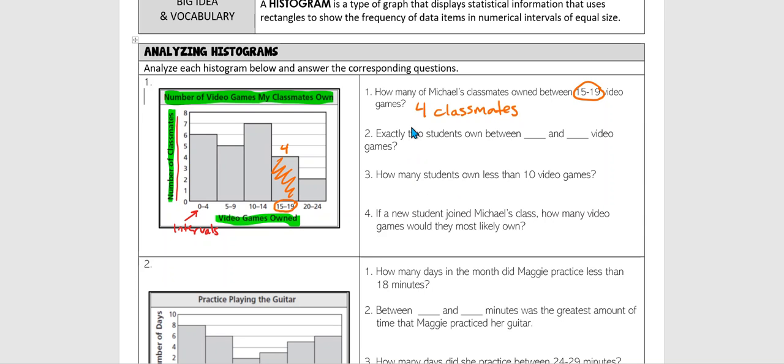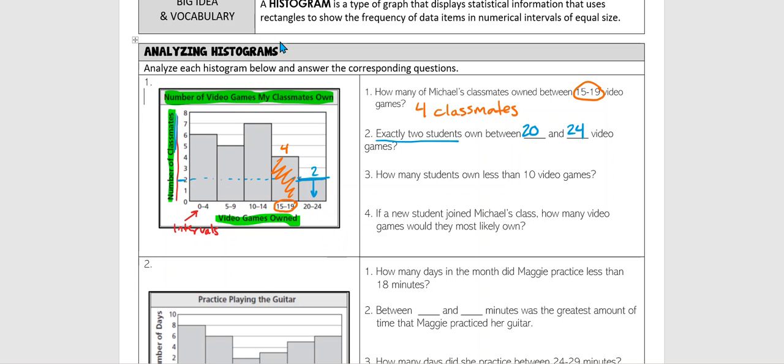For the next question, this says exactly 2 students own between blank and blank video games. So number of classmates or students is along the y-axis here. So I'm going to look and see which of those lines up with 2. So it's none of these first few bars. And I reach this point, and that's right here. I look at the interval, and that's from 20 to 24. So this bar is 2 units tall, meaning that exactly 2 students or 2 classmates own between 20 and 24 video games.